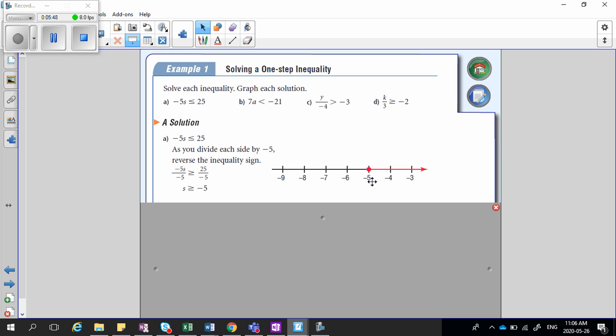So we start at -5, and we put our arrow going to the right because it's greater than or equal to, and we color in the dot because of the equal to sign.